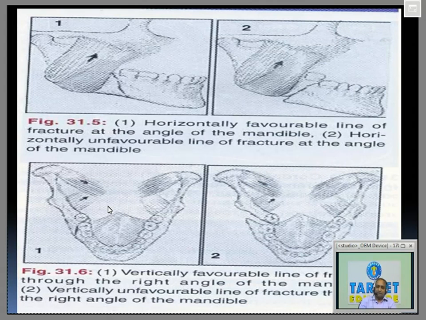Now always remember, whenever the fracture is unfavorable, you have to do open reduction. So any unfavorable type of fracture, open reduction. If the fracture is favorable, you can go for a closed reduction. So from the treatment point of view also, this classification is very, very important. So I think you must have understood this, because this is very, very important.